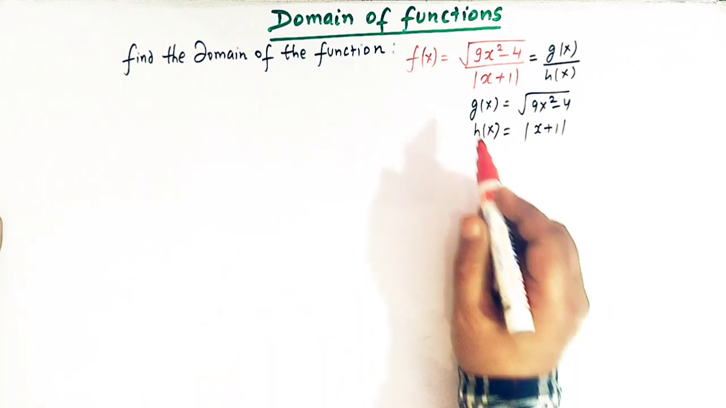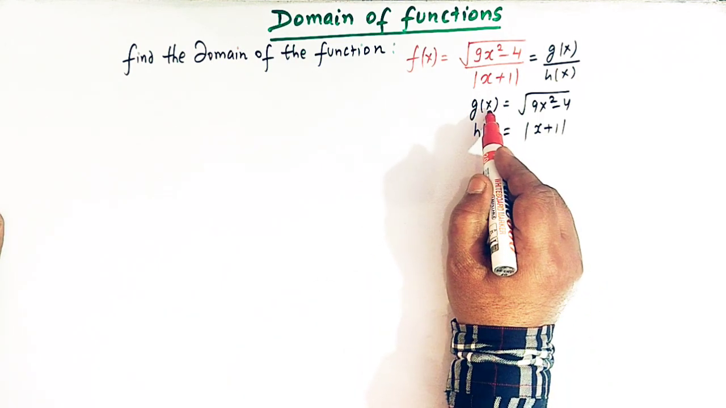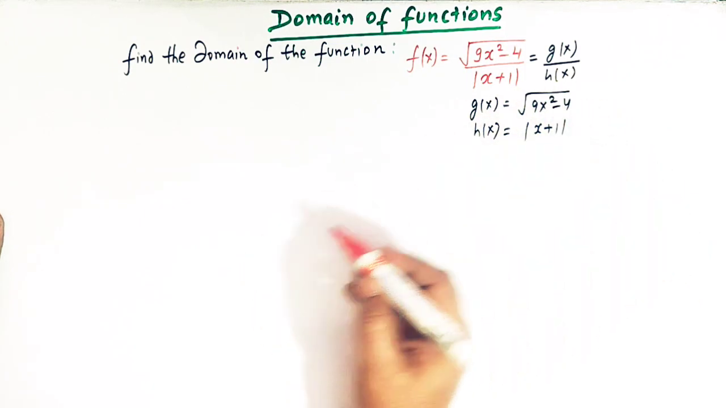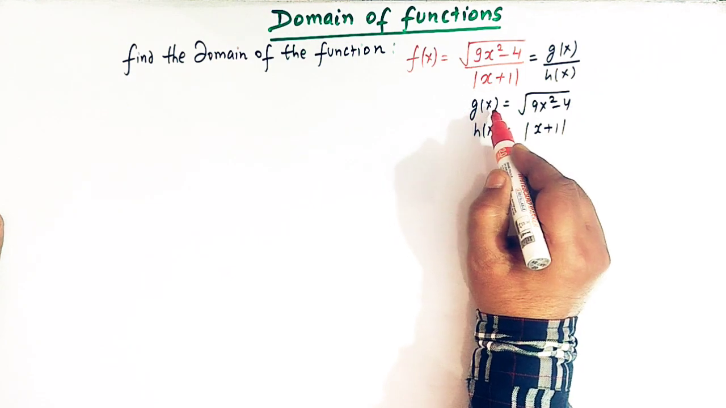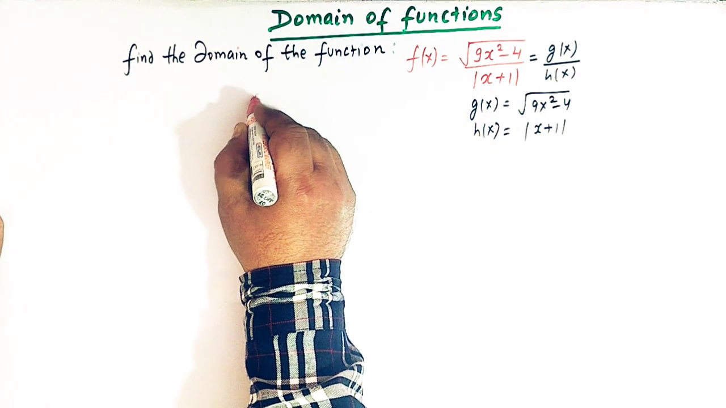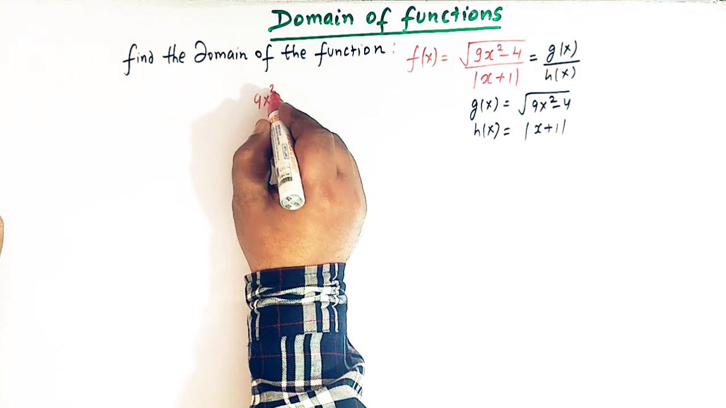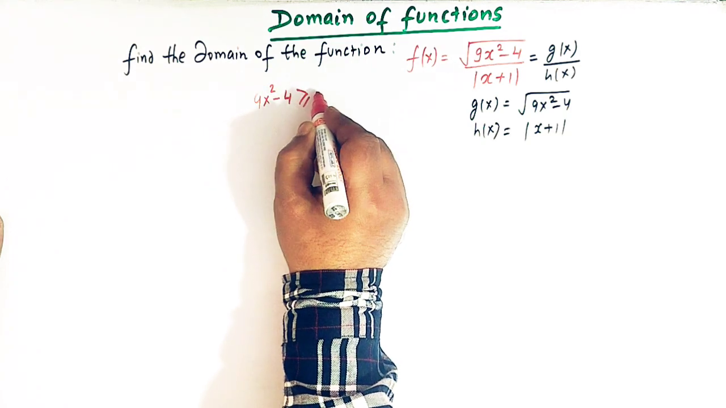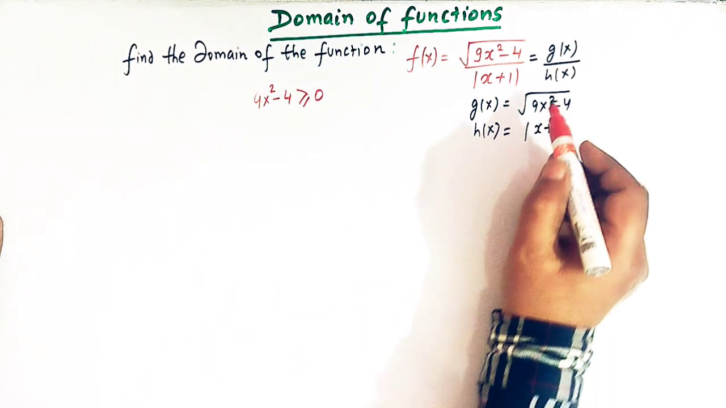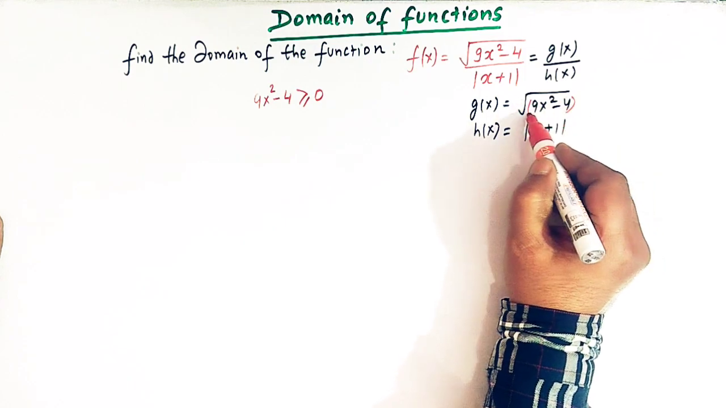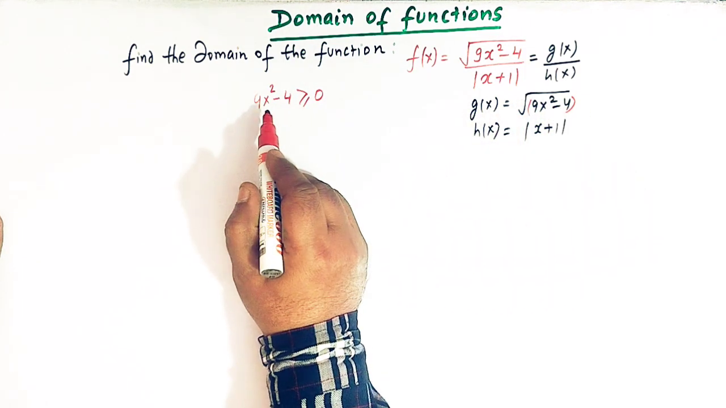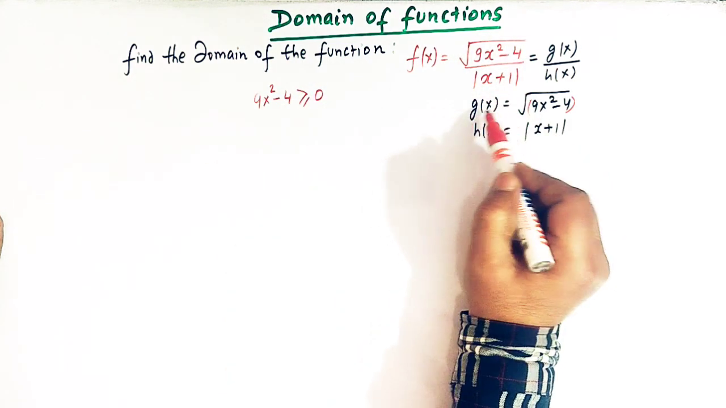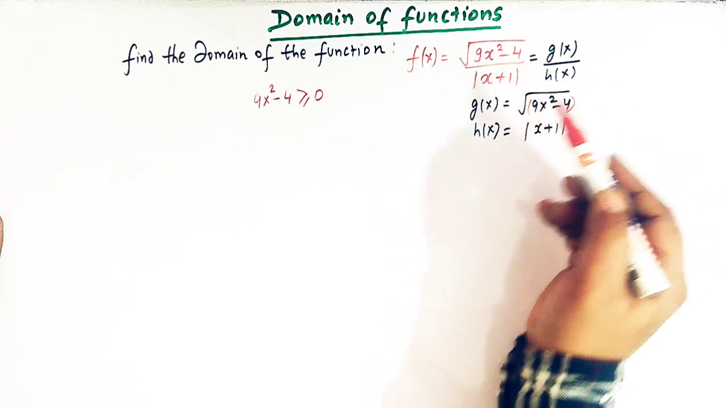So now let us consider the function g of x, right? And here we have square root of 9x square minus 4. So the domain of g of x can be given by all values of x which make 9x square minus 4 greater than or equal to 0, right? Because this expression, 9x square minus 4, should be greater than or equal to 0, because then only the function g of x is defined, right?